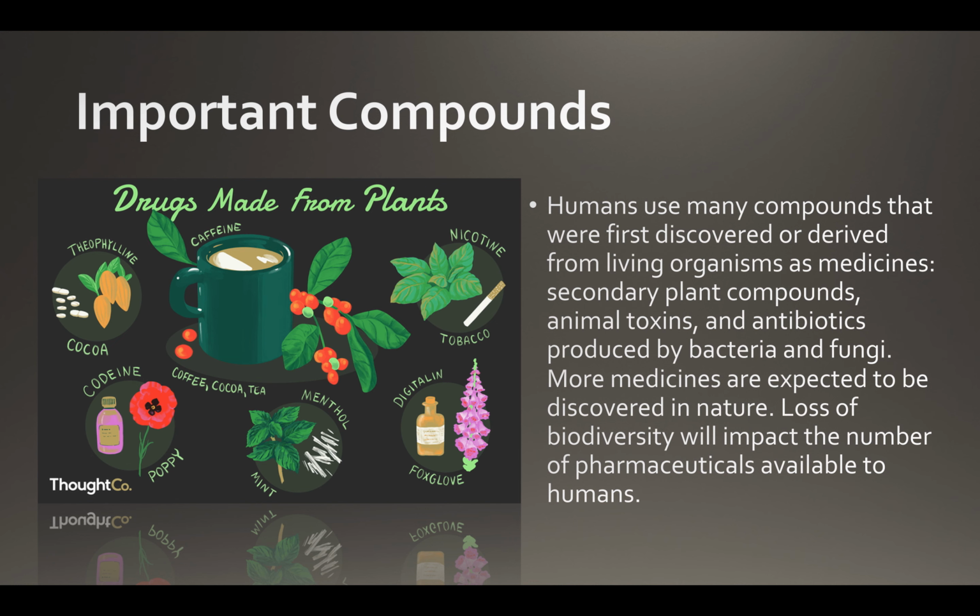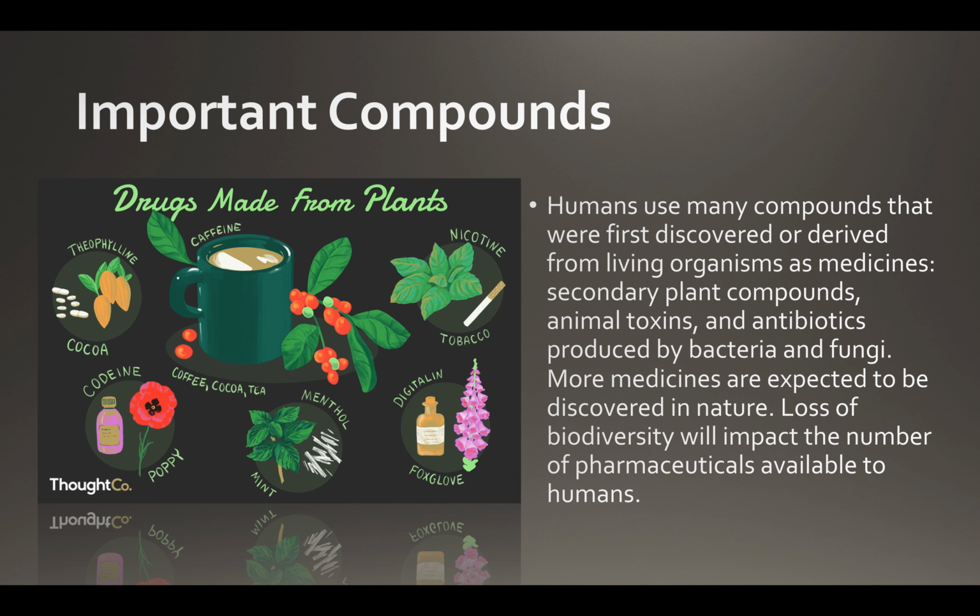So here are just some other important compounds and some information about things found naturally in nature that we use today. Humans use many compounds that were first discovered or derived from living organisms as medicines: secondary plant compounds, animal toxins, and antibiotics produced by bacteria and fungi. More medicines are expected to be discovered in nature, and the loss of biodiversity will be an extinction impact that will affect the number of pharmaceuticals and medications available to humans now and in the future.